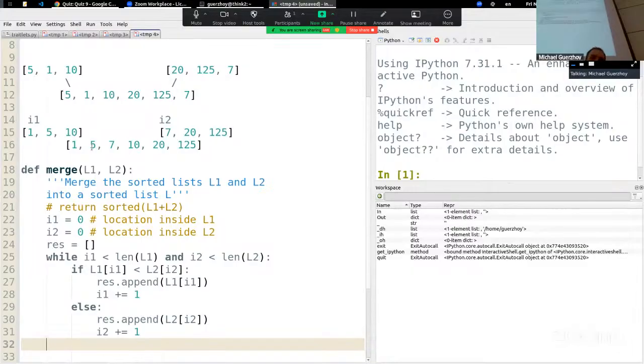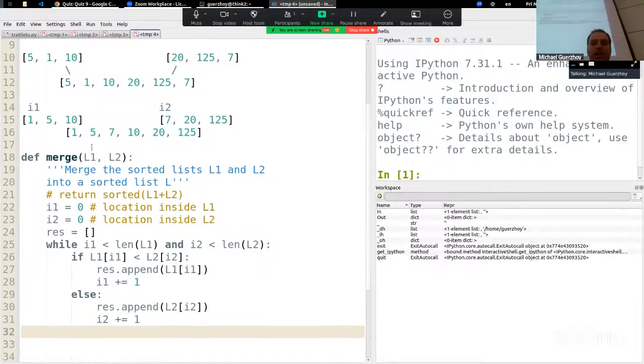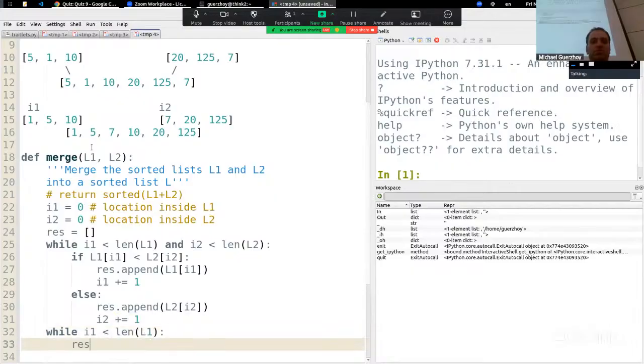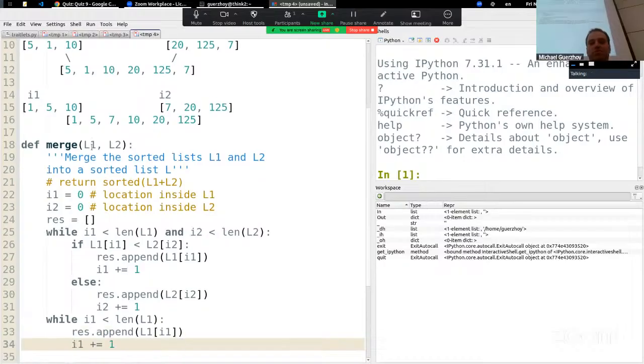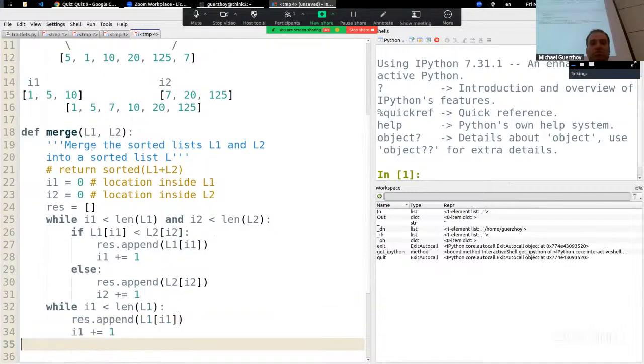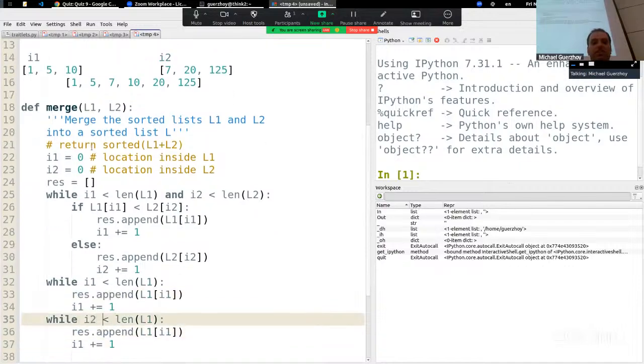So what I'll do is I'll just say, okay, I don't know which of L1 or L2 is done. Kind of doesn't matter because all I need to do is just exhaust the one that's not done until the end. So I'll just say this, and I'll say this.